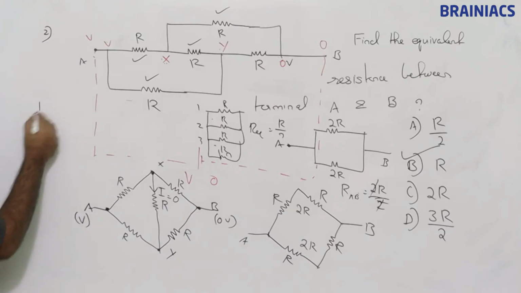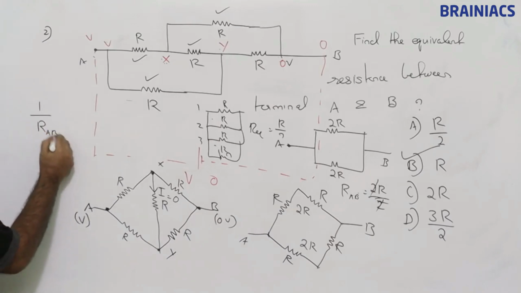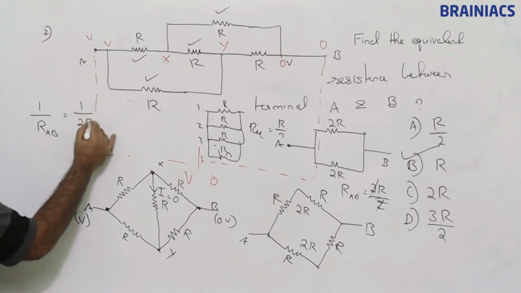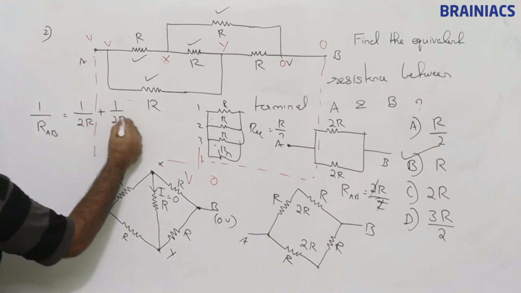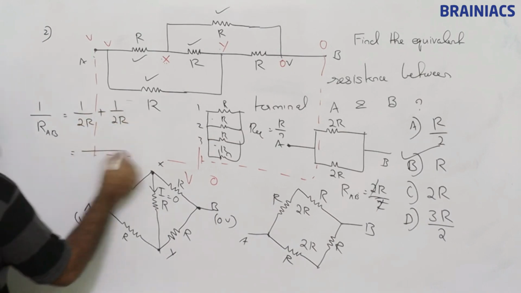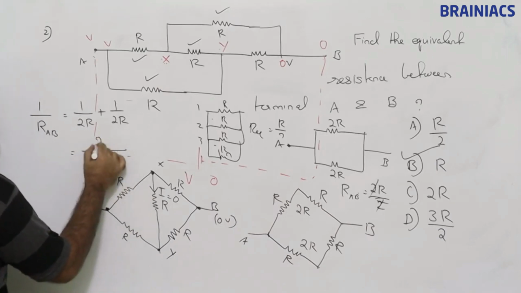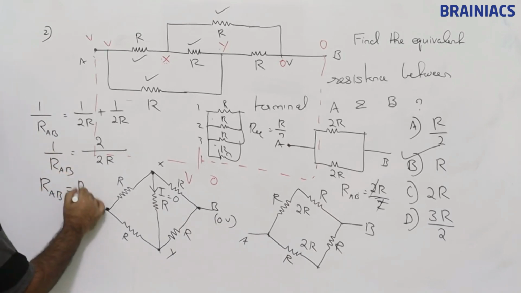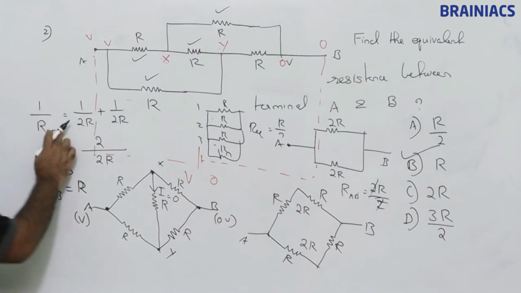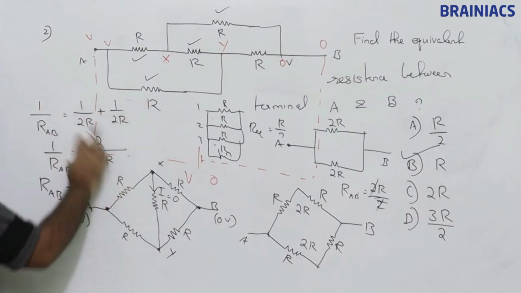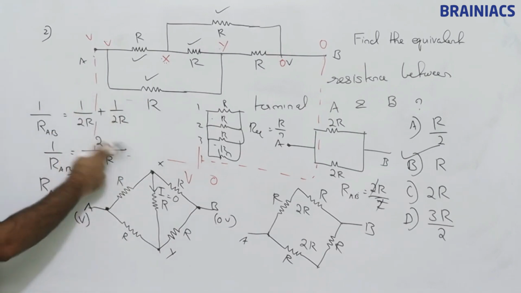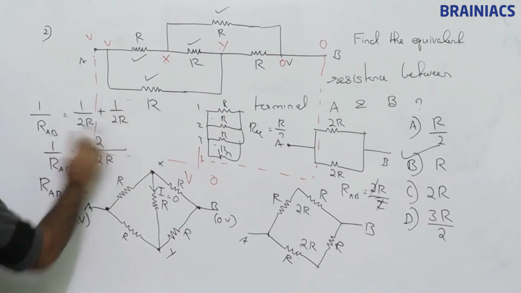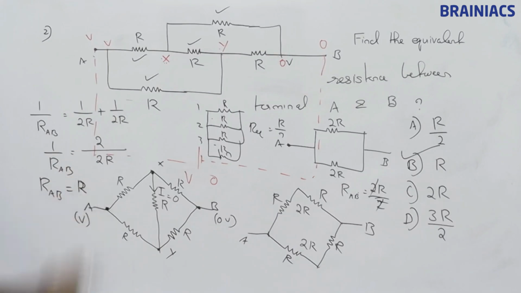Direct method, if you are writing for a board exam, you can do it like this: 1 by RAB is equal to 1 by 2R plus 1 by 2R. Taking the LCM 2R, 1 plus 1 is 2, and RAB is equal to R. Direct method. Okay, note it down.